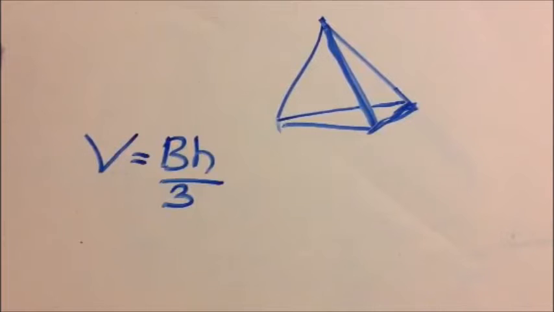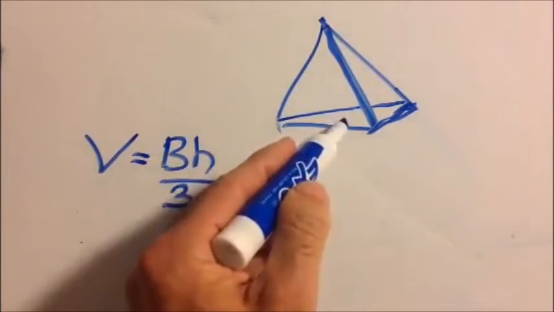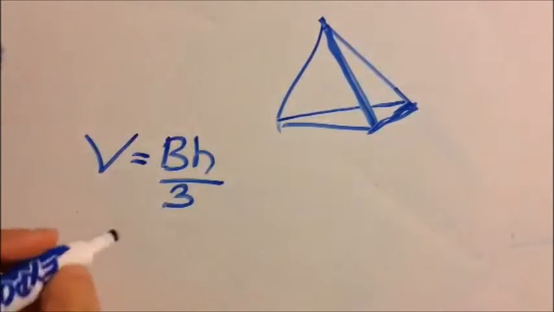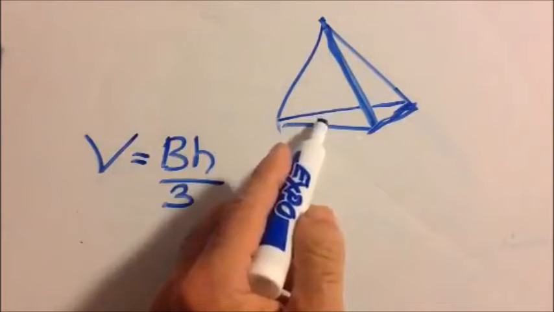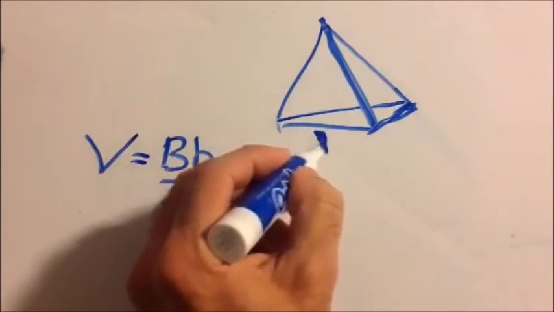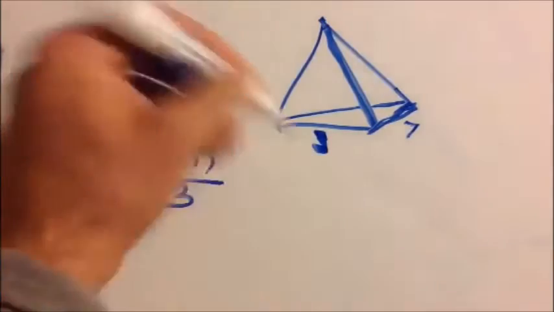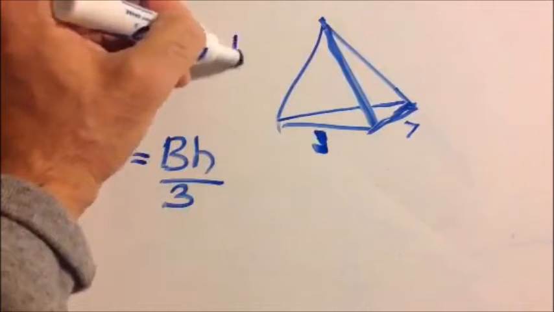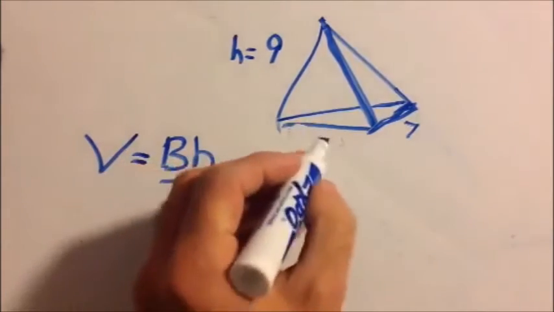But here we have to be careful because the base is a triangle. Very important to remember. The base is a triangle. So we need to find the area of that triangle base before we do anything else. So let's say we have, let's put a 3 there and a 7 there. Just any numbers we're throwing in. And we'll say the height is 9. So again, that's a 3. Fix that. That's a 3.